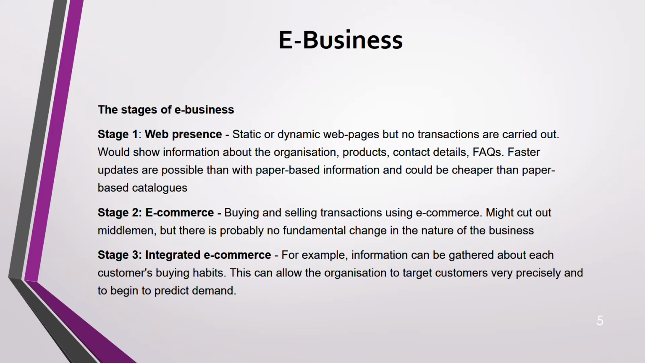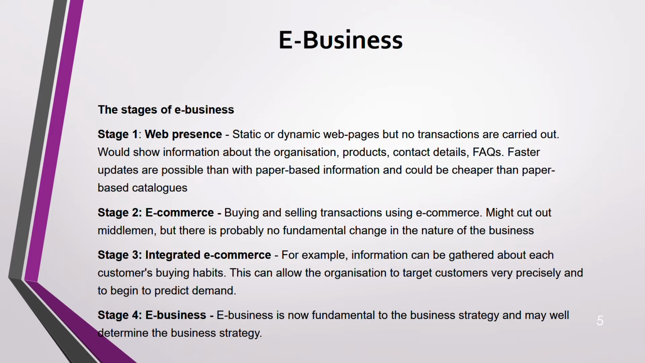Stage 3 is integrated e-commerce. What is integrated e-commerce? It means information is gathered about consumers' buying habits. Using that you can target the individual consumer precisely, and communicate what message you need to send. How to promote to them. Based on this, you can now start predicting demand. Then stage 4 is the e-business. Then your e-business starts.